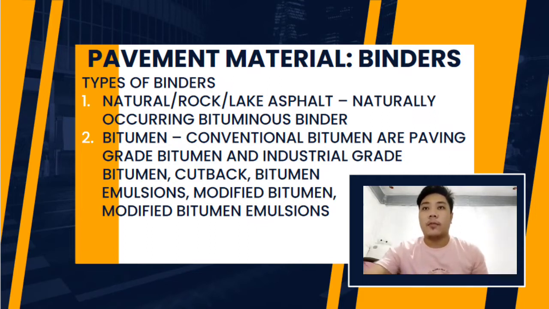Types of binders. Number 1, natural rock or lake asphalt. Naturally occurring bituminous binder. This type of binders is also used for coatings, roofs, floor tilings, soundproofing, waterproofing, and other building construction parts. Number 2. Bitumen. Conventional bitumen are paving grade bitumen and industrial grade bitumen, cutback, bitumen emulsion, modified bitumen, and modified bitumen emulsions. Makikita natin itong bitumen sa mga highway.